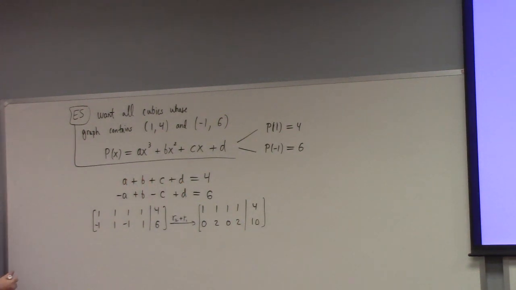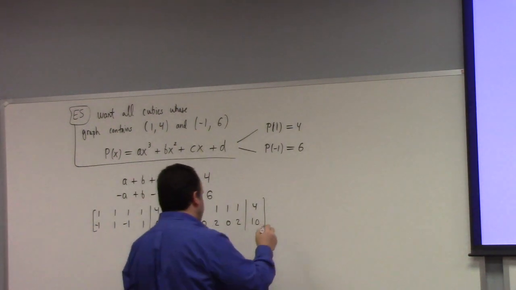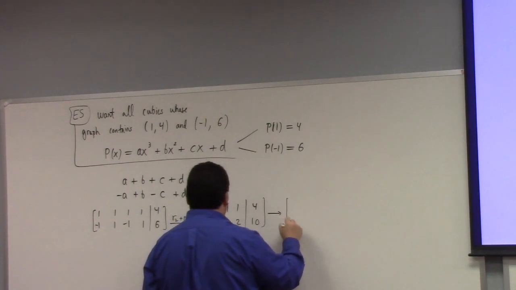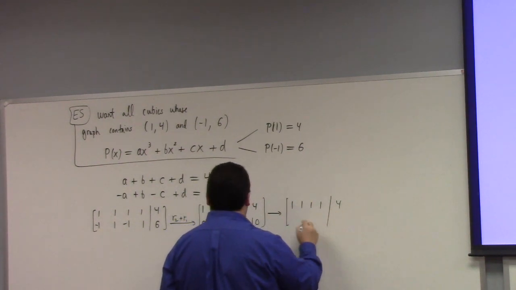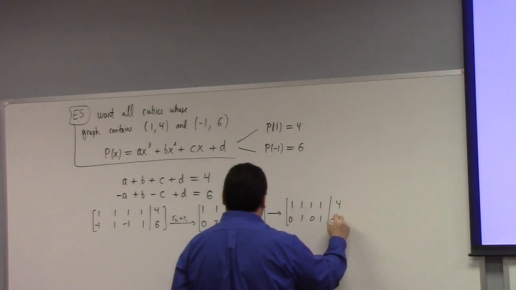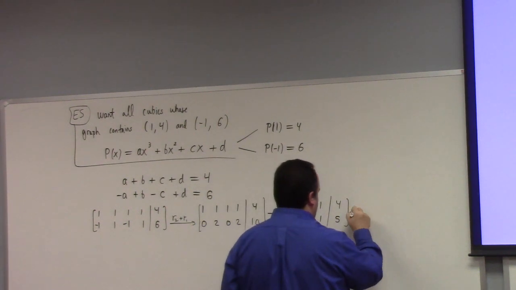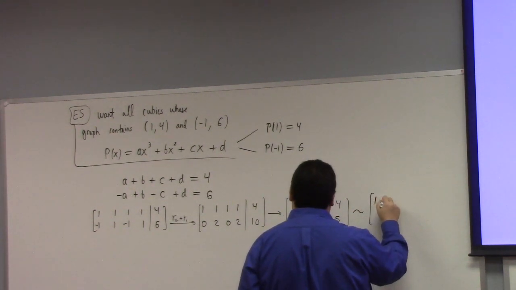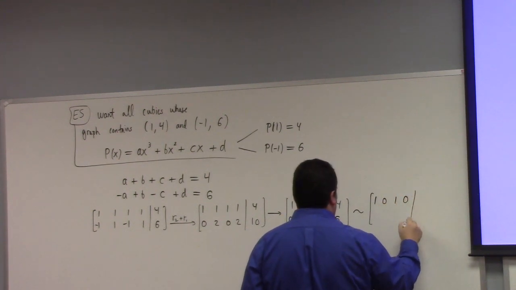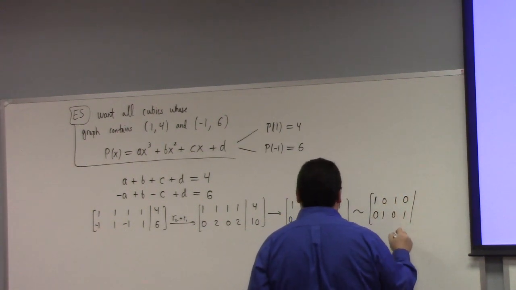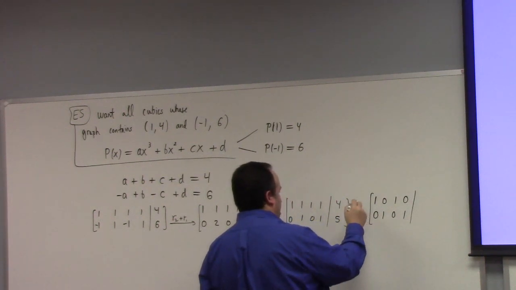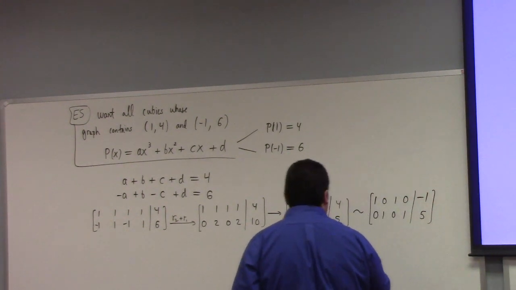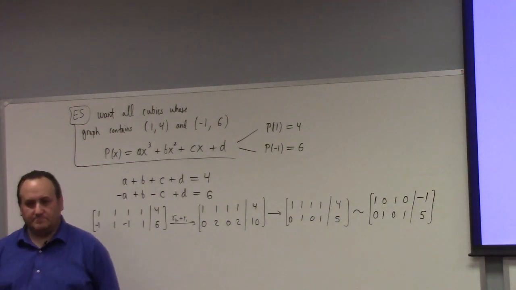Right? And, okay, so that is going to be giving me 1, 1, 1, 1, 4, and 0, 1, 0, 1, 5, which then gives me, subtracting row 2 from row 1, 1, 0, 1, 0, 0, 1, 0. Oh man, this is cool. Let's see here. So I was doing row 1 minus row 2, so that's minus 1, 5. We should check me on this, all right?